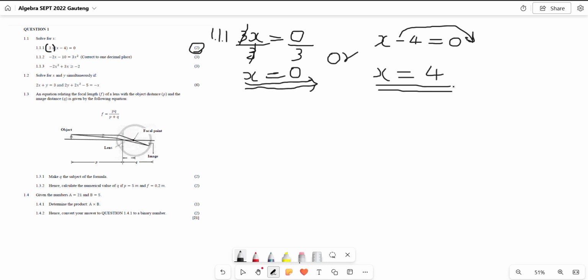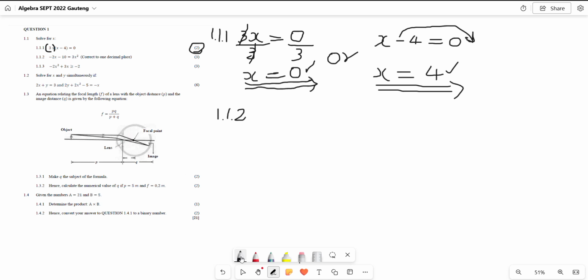Then this will be another solution of x. How many solutions do we have here? We have 2 solutions. x equals 0 and x equals positive 4. Mark allocation, 2 marks. The first mark will be x equals 0. The second mark will be x equals positive 4. That is 1.1.1. Then we head straight to 1.1.2. In 1.1.2, we have negative 2x minus 10, that is said to be equal to 3x squared.